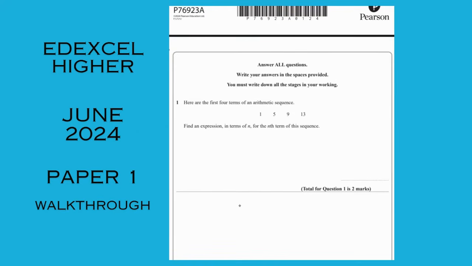It's arithmetic, it's going up by the same amount each time, and as soon as you spot it's going up in 4s, jot down your 4n. And then start having a look at the difference between your 4 times table and the sequence you're given, and you'll see that each time it's subtract 3.